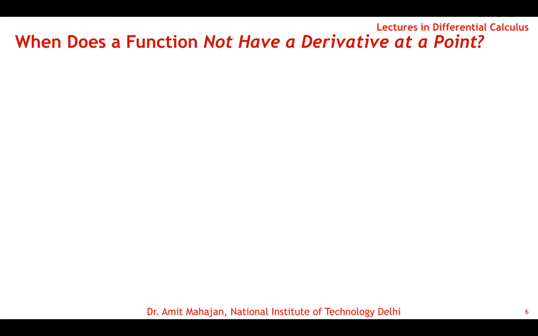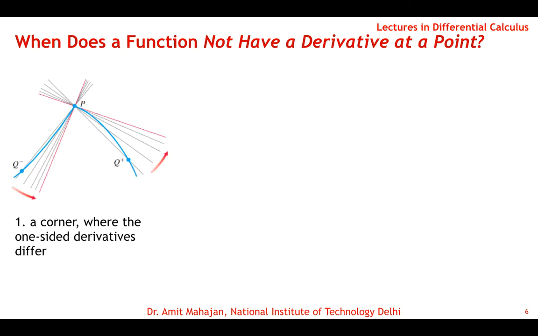Okay, so a function can fail to have a derivative at a point when there is a corner point.